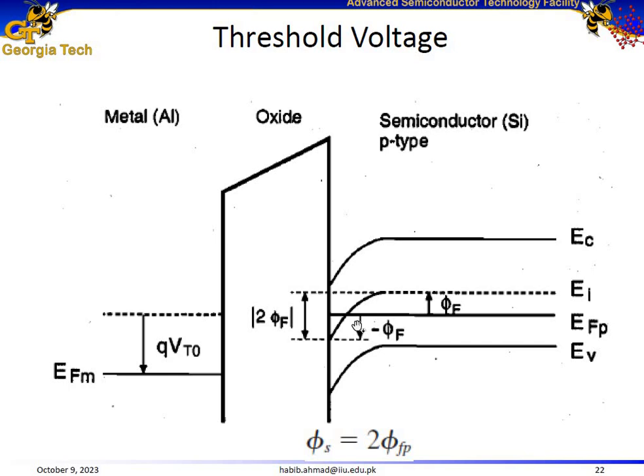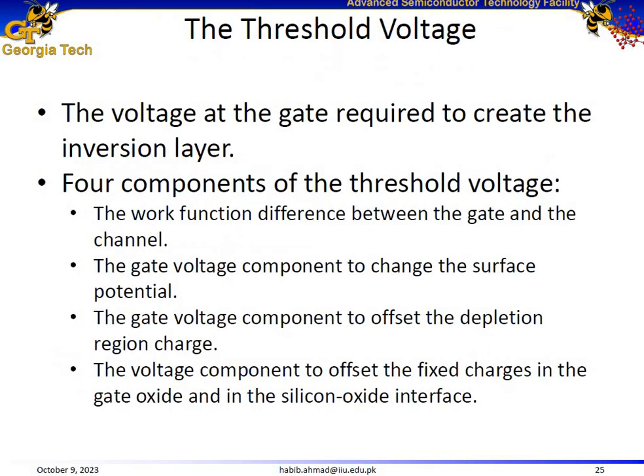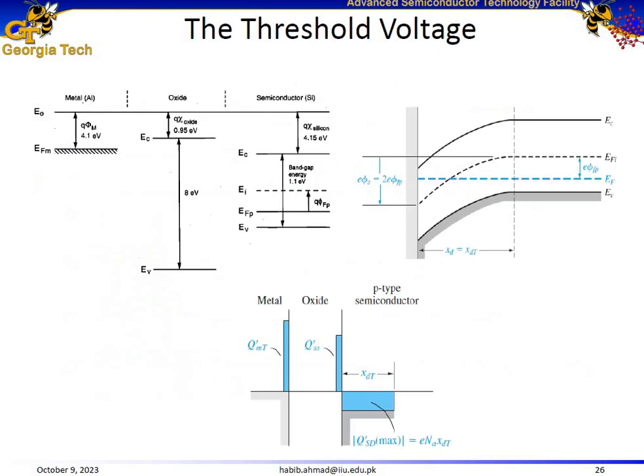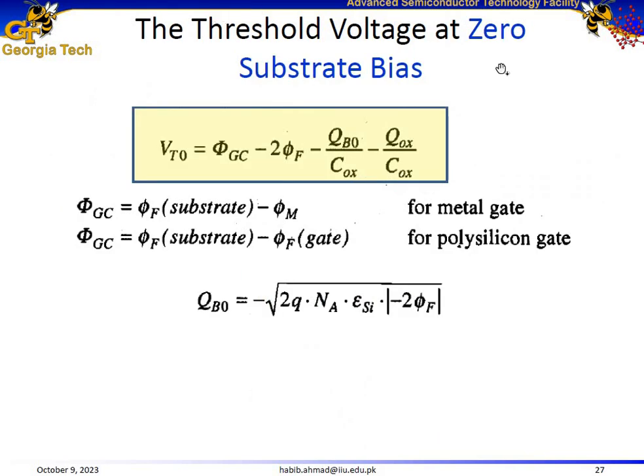And since we have fixed negative charges inside this depletion region on the semiconductor side, we would have fixed positive charges in the oxide layer as well. So the threshold voltage has to cater for these fixed positive charges in the oxide. So basically, the threshold voltage has 4 components.